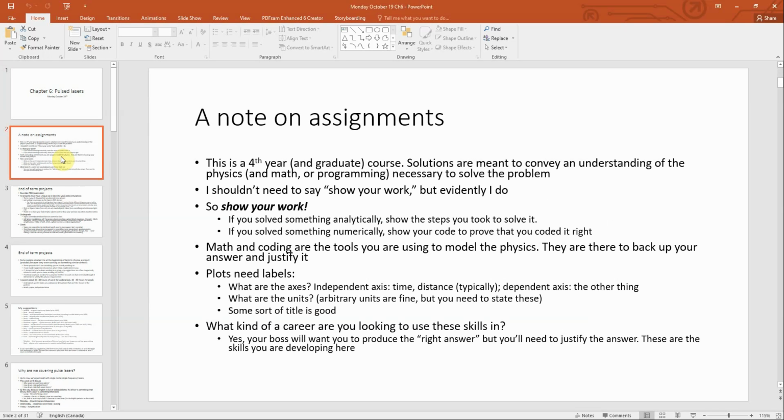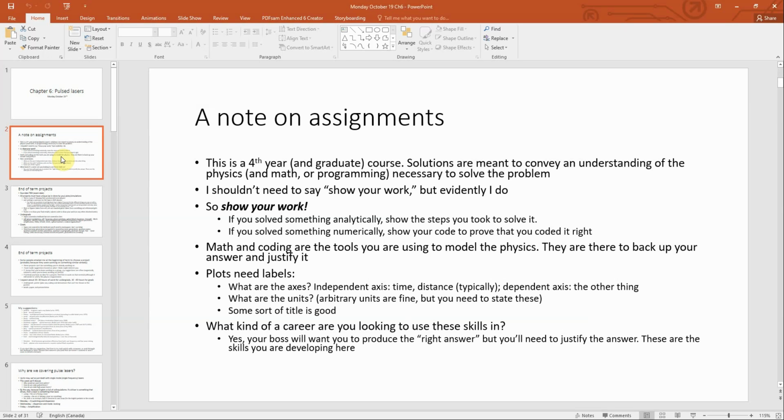So I've been marking your assignments over reading week, and I want to make a comment on the quality of work that I'm seeing. This is a fourth year and graduate course. Solutions are meant to convey how much you understand the physics and the math and programming and all the tools that are necessary to solve the problem.